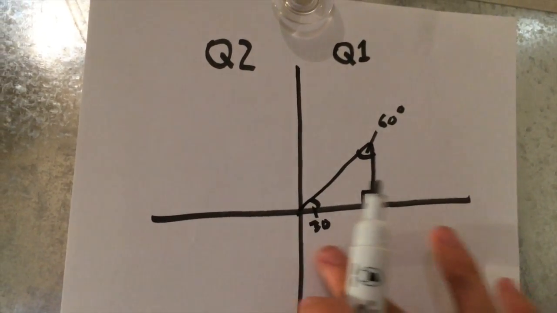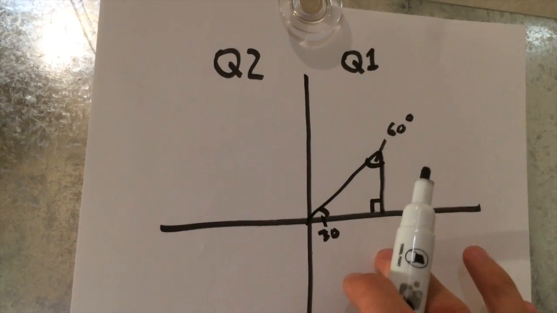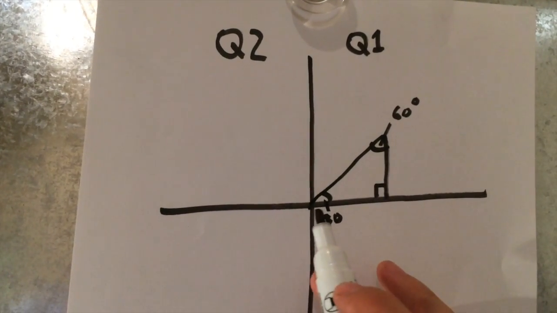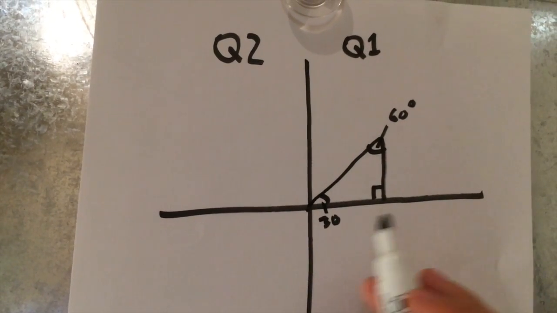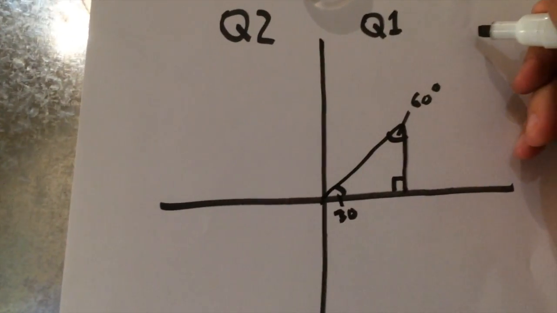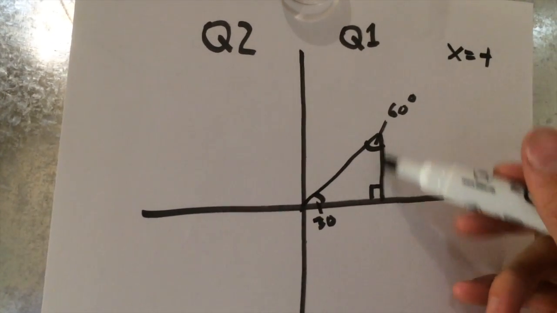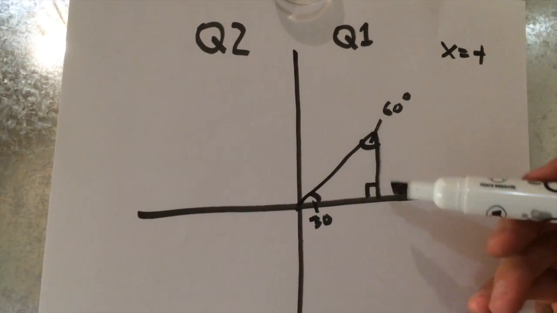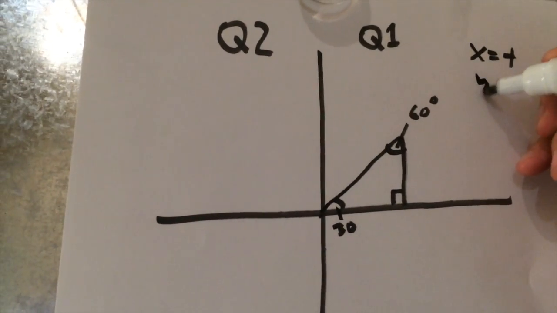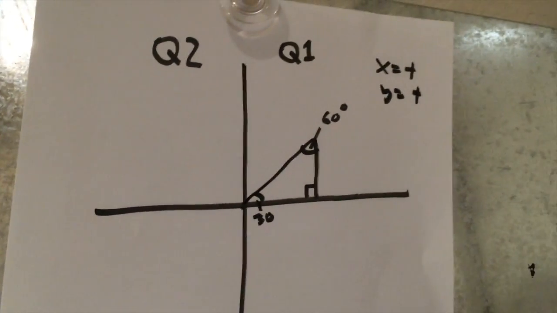So if we have a 30, 60, 90 triangle in quadrant 1, the x is in the positive direction. It's going in the positive way. So the x equals positive. The y-axis is also going up in quadrant 1. So the y equals positive.